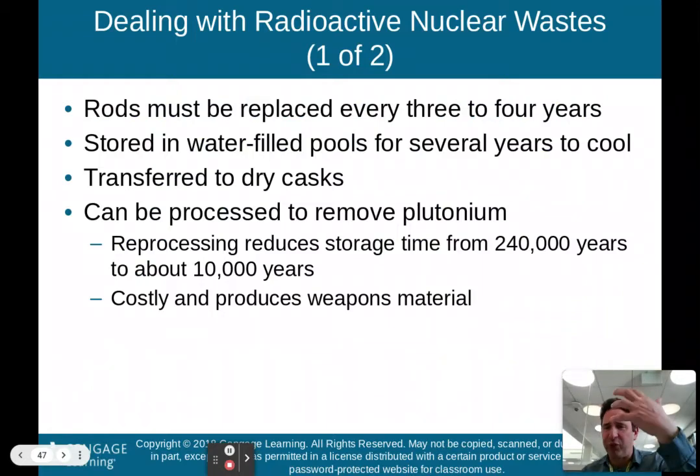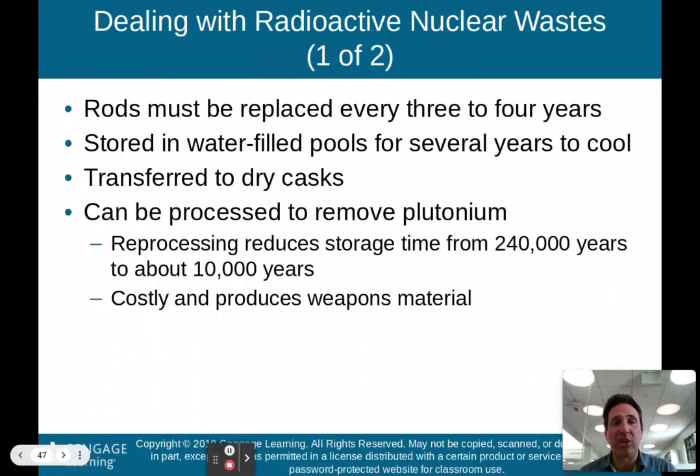Well, those fuel rods, right, must be replaced every 3 to 4 years with new uranium, right? Because once every 3 to 4 years, the uranium that was in there has been bombarded and it has basically done its fission, and now you can't do it anymore. You can't get any more energy from it, so you have to replace it with more uranium, and you have to store it somewhere. So first, they store it in water-filled pools for several years to cool down. That's how long it takes to cool this stuff down. It's so hot. It takes several years.